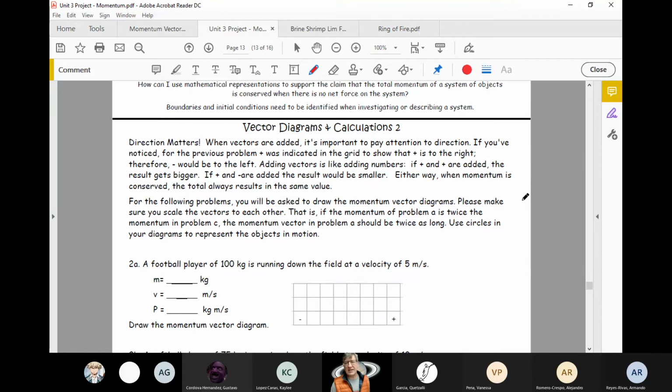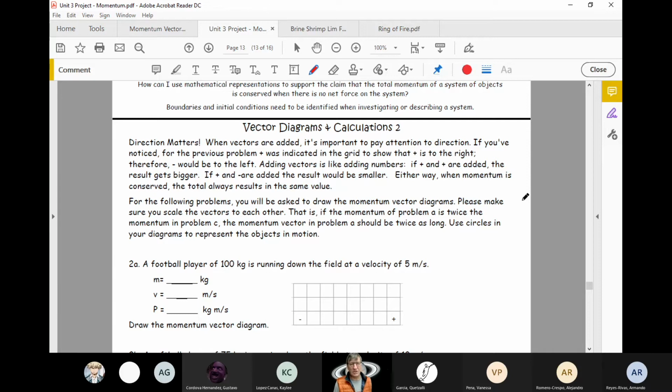Adding vectors is like adding numbers. If two positives are added, the result gets bigger. If a positive and a negative are added, the result is smaller. It's just like working with negative and positive numbers. You could also have two negatives, and then it would also get bigger, but in the negative direction. Either way, when momentum is conserved, the total always results in the same value.